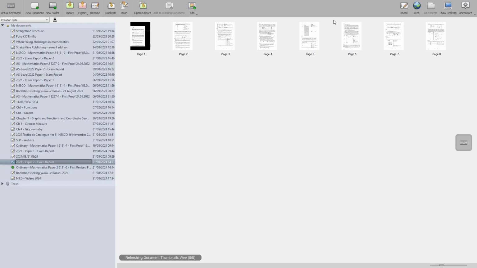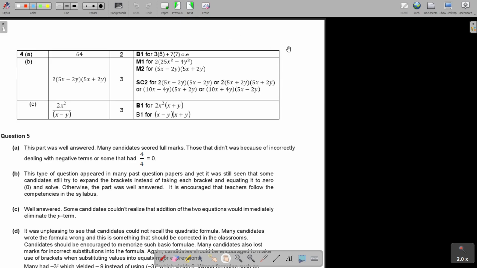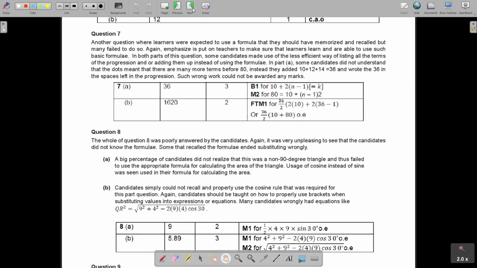If I go to the exam report, this is question number 7. Another question where learners were expected to use a formula that they should have memorized and recalled, but many failed to do so. So please, teachers, make sure your students know their formulas. Even if they have to come one afternoon and just repeat writing it out, or in a break, let them do that. At the end, you are helping them. Again, emphasis is put on teachers to make sure that learners learn and are able to use such basic formulas.